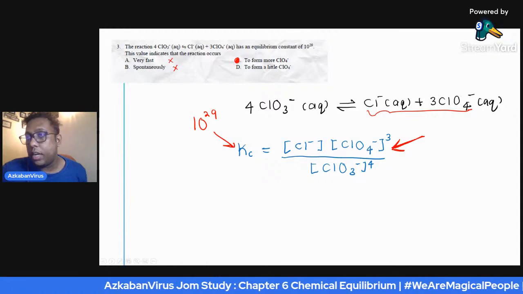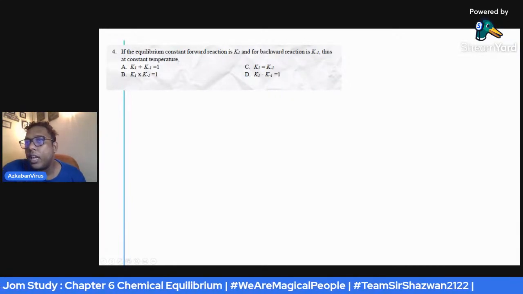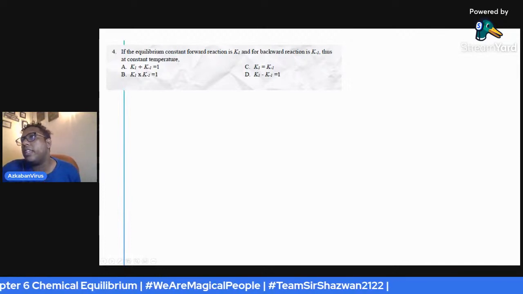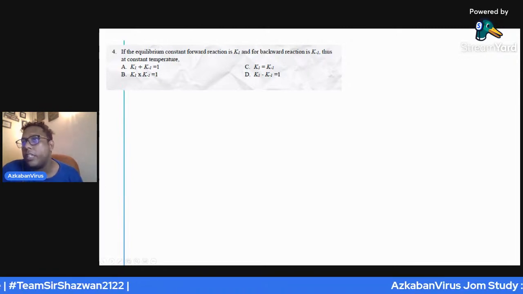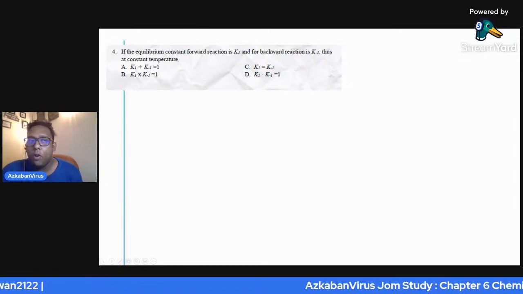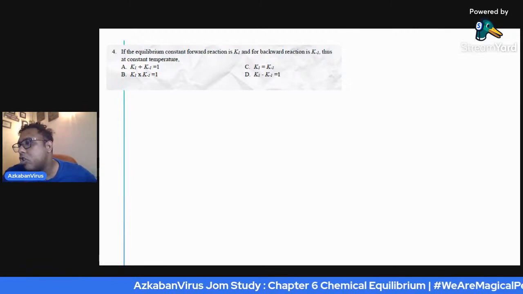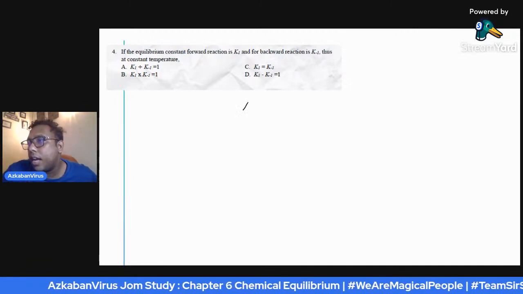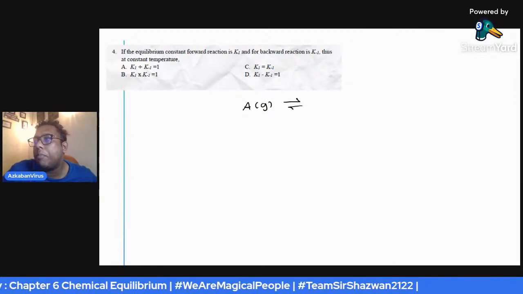Ini adalah nombor 3. Nombor 4. If the equilibrium constant of a forward reaction is K1 and for the backward reaction is K negative 1, thus at constant temperature, okay, apa hubungan forward dengan reverse? Untuk contoh soalan ni kita ambil contoh macam A jadi P.